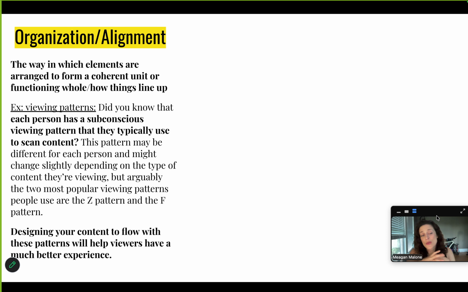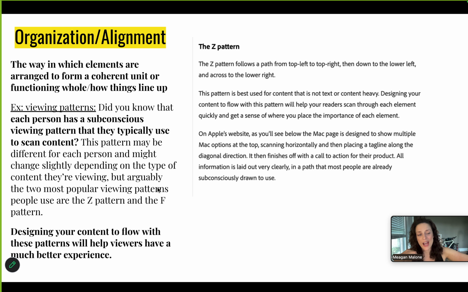So it also is a great example of something that you can make use of, which is a viewing pattern. So a viewing pattern is a subconsciously preloaded preference that our brains have. And they often correspond now to either magazine pages or, usually, online and screens. But designing your content to flow with these patterns helps viewers. So the Z pattern is kind of what we sort of saw just a moment ago.